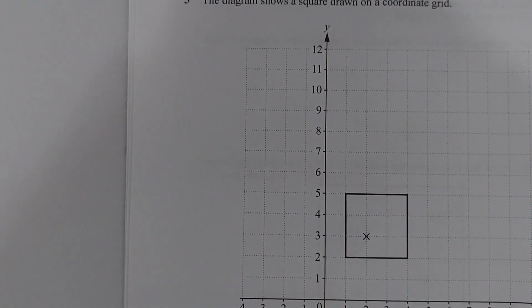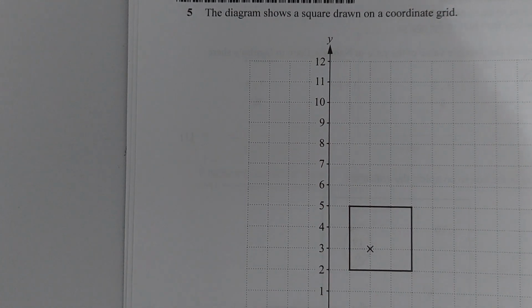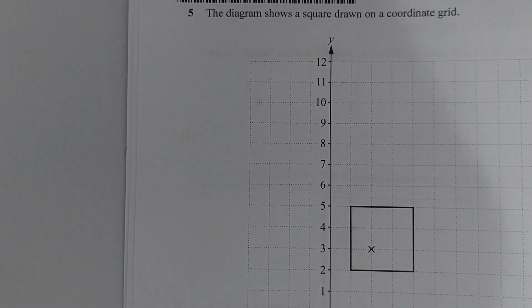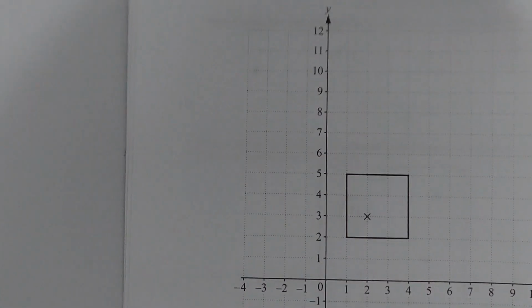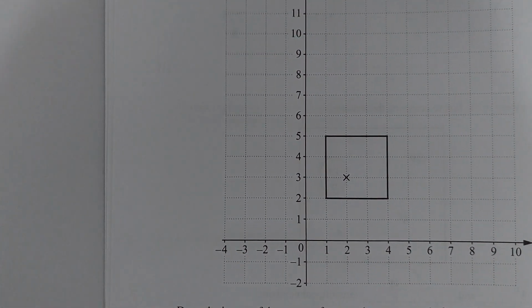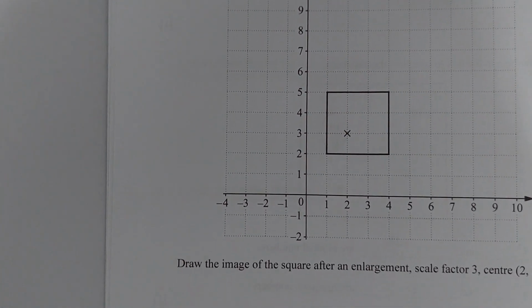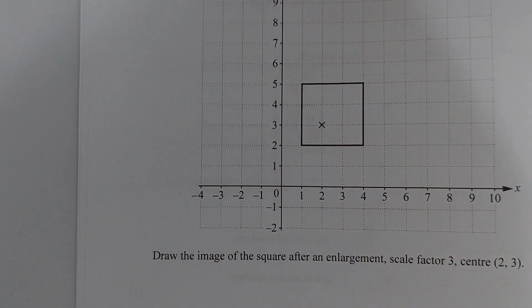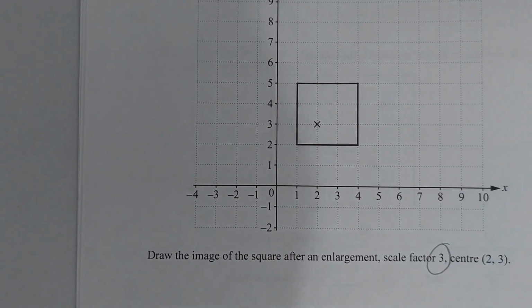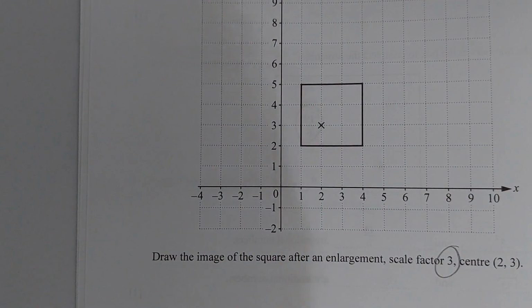This one is about drawing. We will look at the question first. The diagram shows a square drawn on a coordinate grid. This one is the Cartesian diagram. We go a little bit to here. This is the picture. The question is: draw the image of the square after an enlargement with scale factor 3. The center is (2, 3). The scale factor is 3, so basically we need to enlarge the square 3 times.